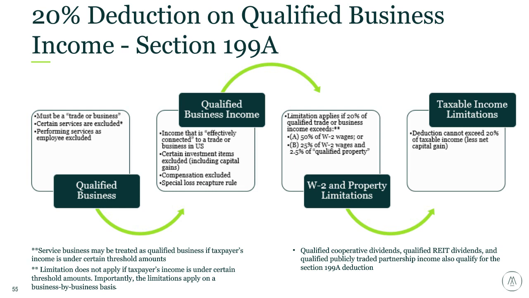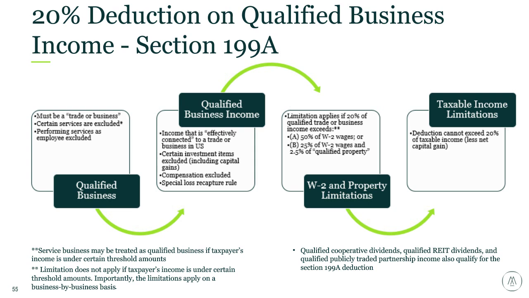Then you have to have qualified business income being produced by this qualified business. And what is that? Well, it's generally business income that's earned by this business, but it has to be effectively connected to the United States. And it can't be investment-type income, such as dividends, capital gains, etc.